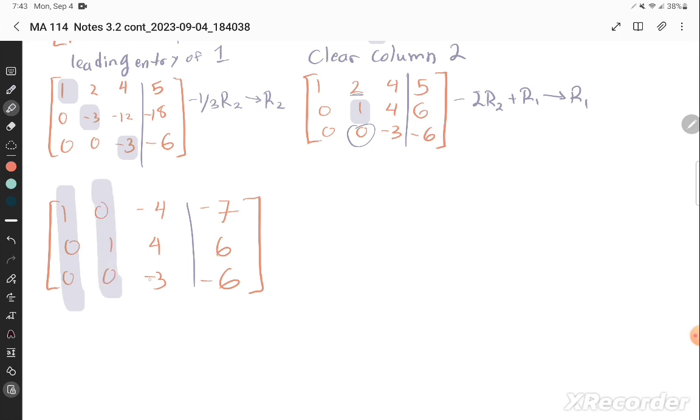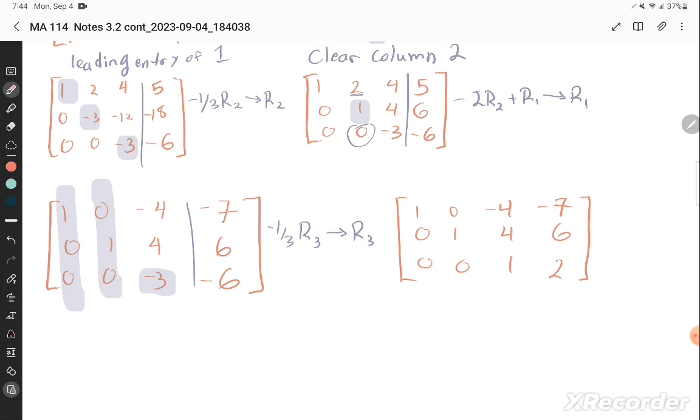The next thing I want to do is get a leading entry of 1 here. So I'm going to do -1/3 row 3 gets me new row 3. And if I do that, I'm going to get 1, 0, -4, -7, 0, 1, 4, 6, and then 0, 0, 1, 2. Now I've got leading entries which are all 1. The last thing I need to do is clear column 3.